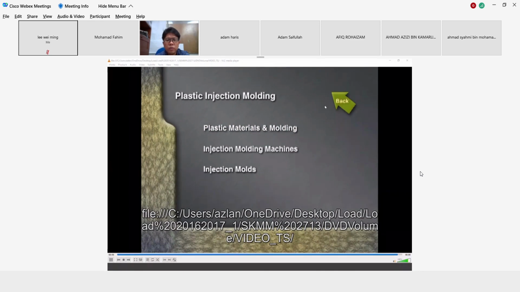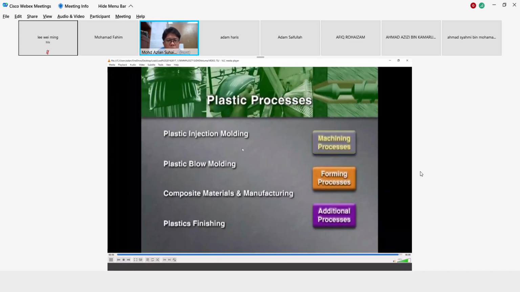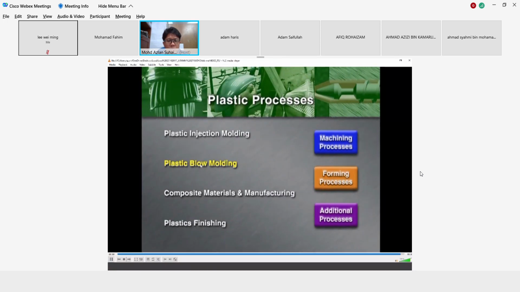Okay, that's all for injection molding. So we have another process, which is plastic blow molding. So how they make bottles.